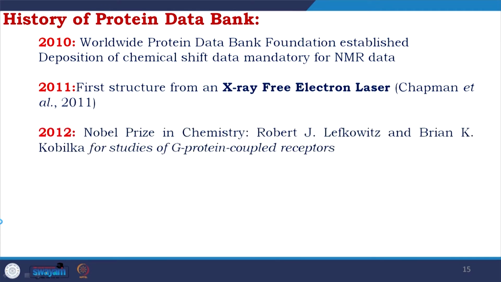2012, again Nobel Prize in Chemistry to Robert Lefkowitz and Brian K. Kobilka for studies of G protein coupled receptors. Again a very landmark discovery, because G protein coupled receptors are already known to be associated with a lot of drug transport and also a lot of disease related phenomena, but in 2012 with the advent of this high resolution structure, a lot of things were further established.